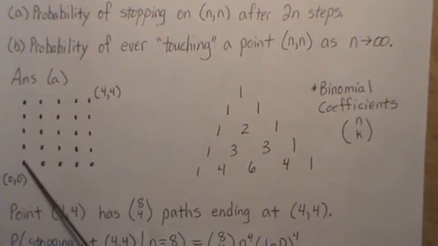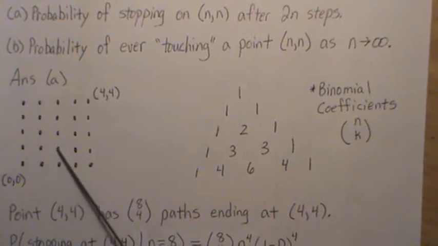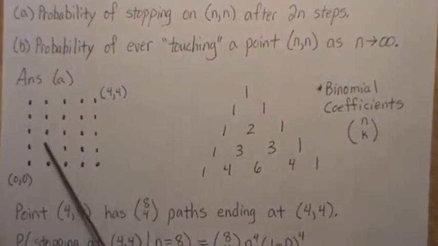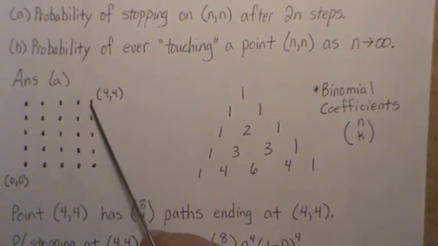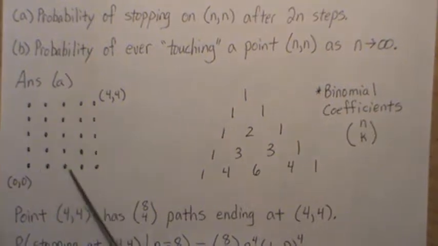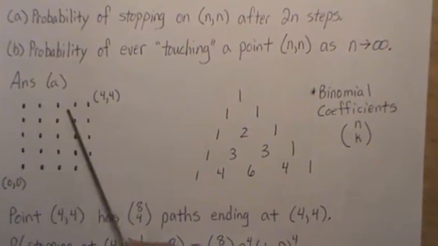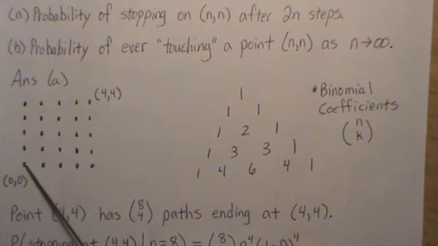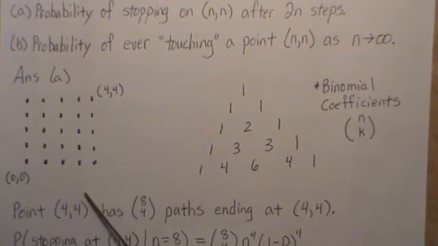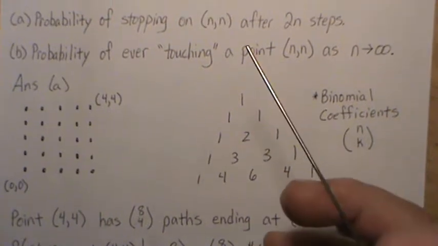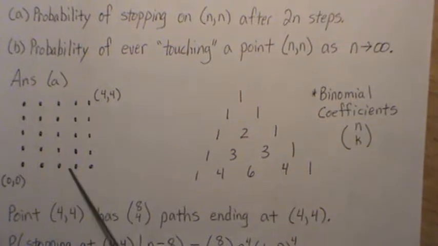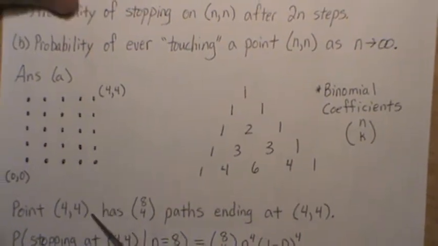So, 0, 0. Each move we can go up or right with probability P or 1 minus P, and we want to get to there. But in all cases, we have to go right 4 times and we have to go up 4 times. We also have to think about the number of paths that we can take. Each path is independent, and each path has the same probability of p to the 4th, 1 minus p to the 4th. So we just have to calculate the number of paths.